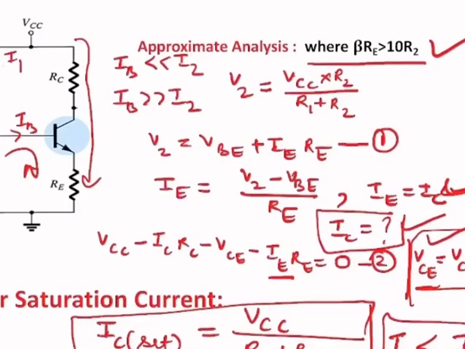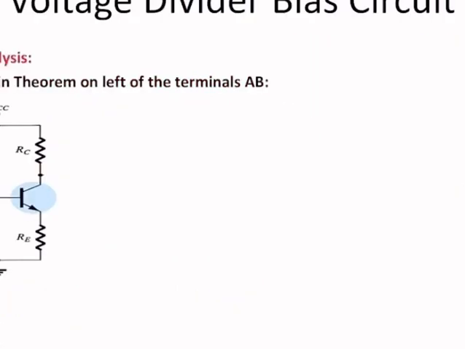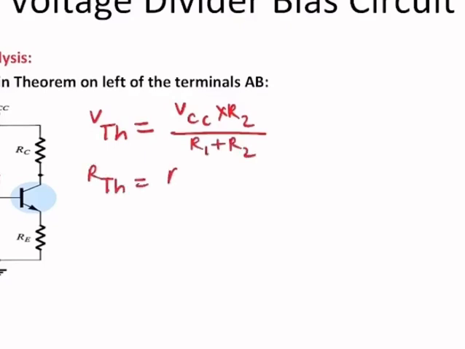Now the next case is whenever IB is greater than I2, then we need the accurate analysis. For the accurate analysis, apply Thevenin theorem to the left of these terminals AB. When we apply Thevenin to these terminals, we get the Thevenin voltage VTH, which is the voltage across the R2 resistor, or VCC into R2 divided by R1 plus R2. Thevenin resistance will be R1 parallel to R2, that is R1 R2 over R1 plus R2.